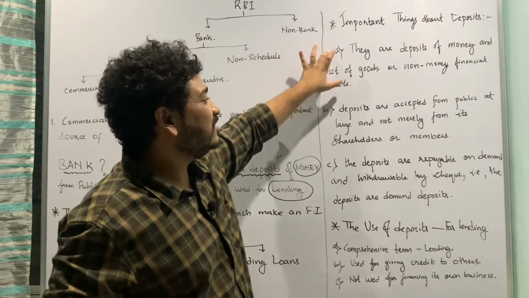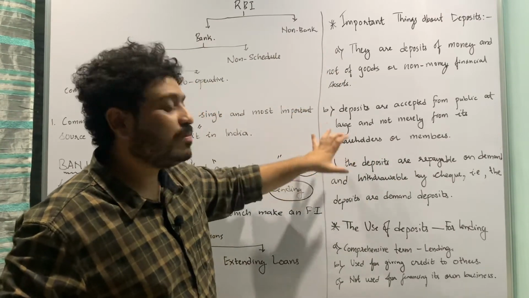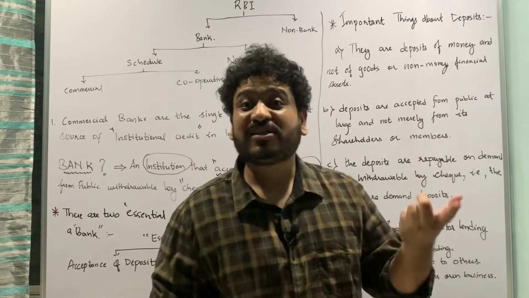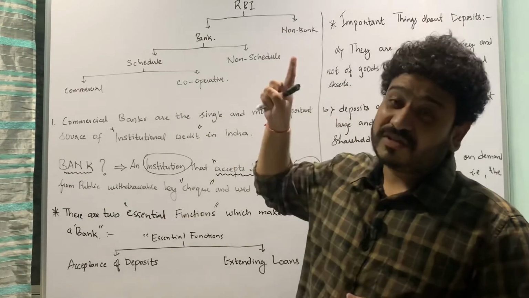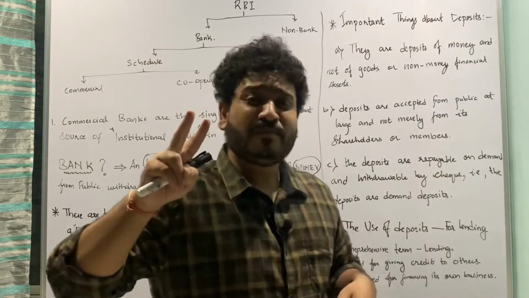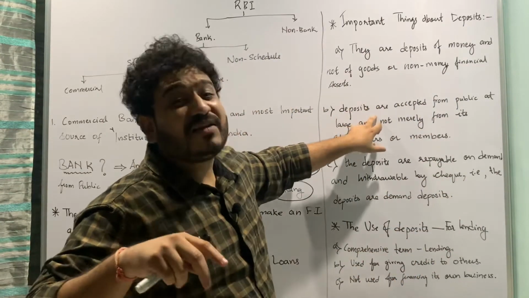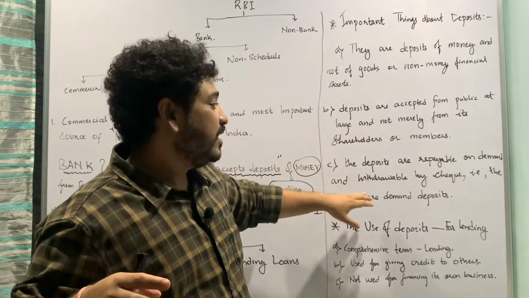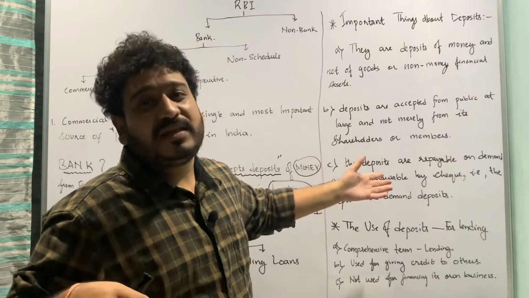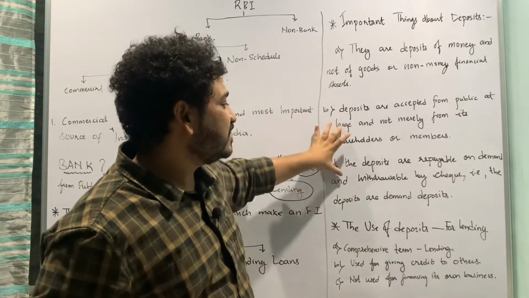So these are the three important things you have to remember when you are talking about a financial institution which is accepting deposits. Deposits are, first, of money. The second important thing is that these are accepted on a very general scale from the public, and they are repayable on demand. They are demand deposits. I hope these ideas are pretty much clear.